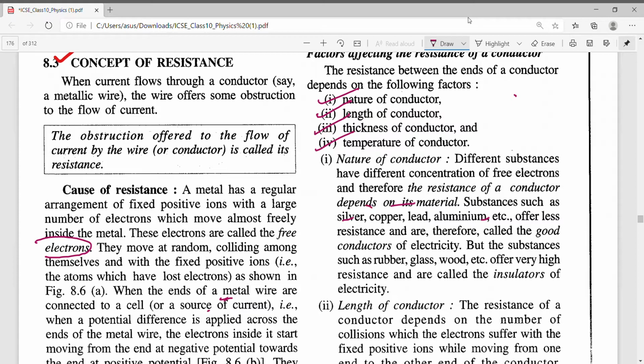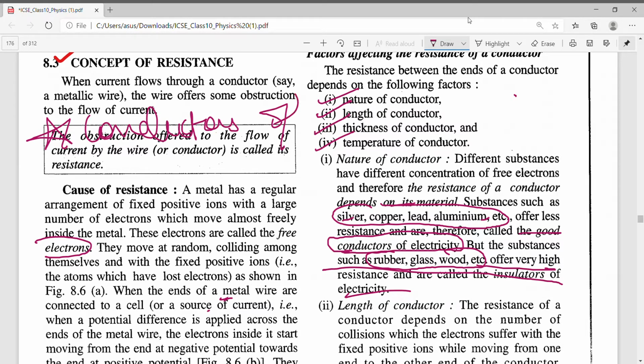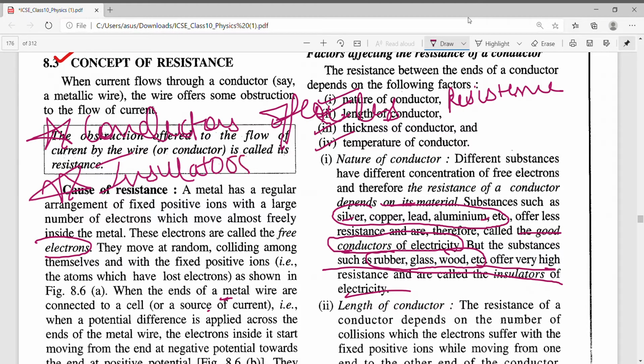So substances such as silver, copper, lead, aluminium, etc., offer less resistance because they are good conductors of electricity. Correct? But substances such as rubber, glass, wood, paper offer very high resistance as they are insulators of electricity. So you came to know an important point from here, that conductors offer less resistance, and the insulators offer more resistance.